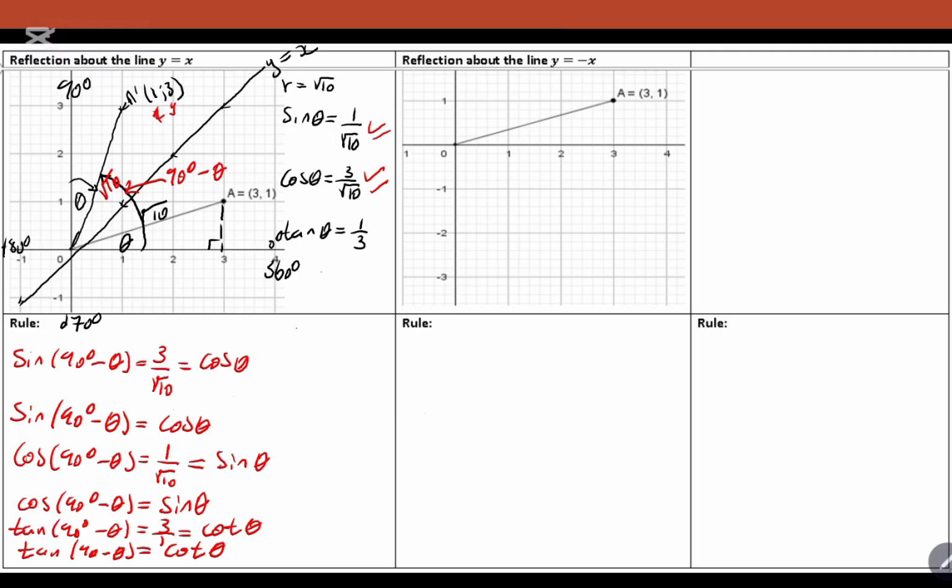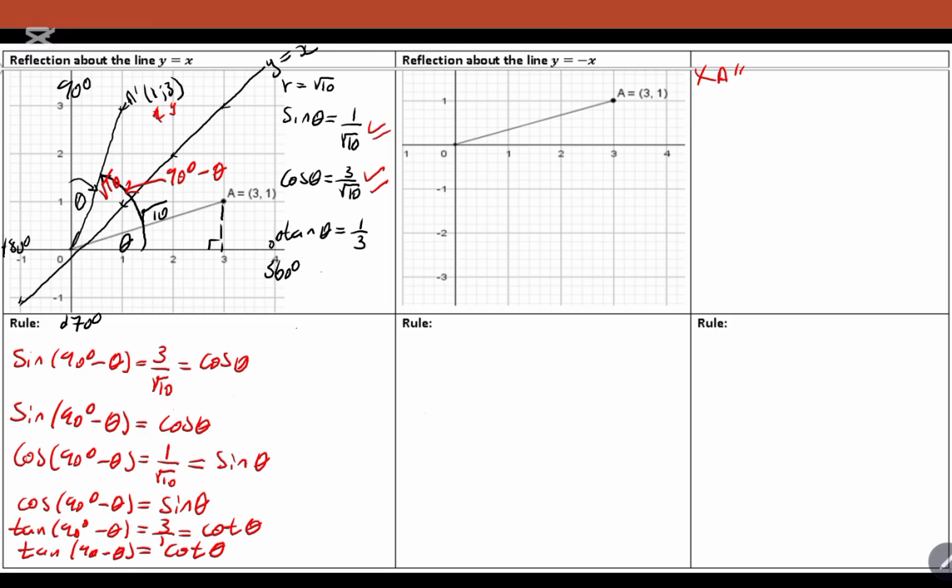Now, let us again look at the reflection of the image of the original A. So that means A2 prime. Let us go and look at that. And I'm just going to write it here in the third column. So we're looking at the transformation of A2 prime.